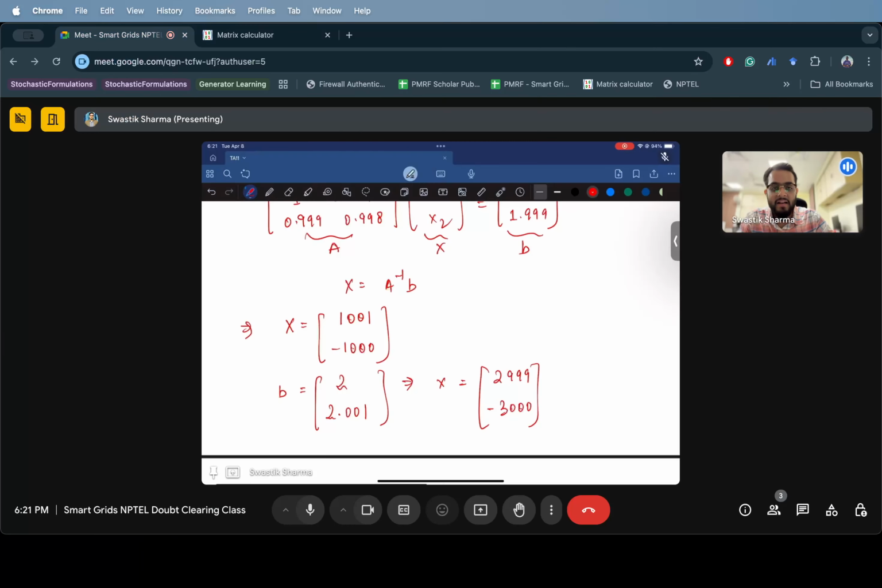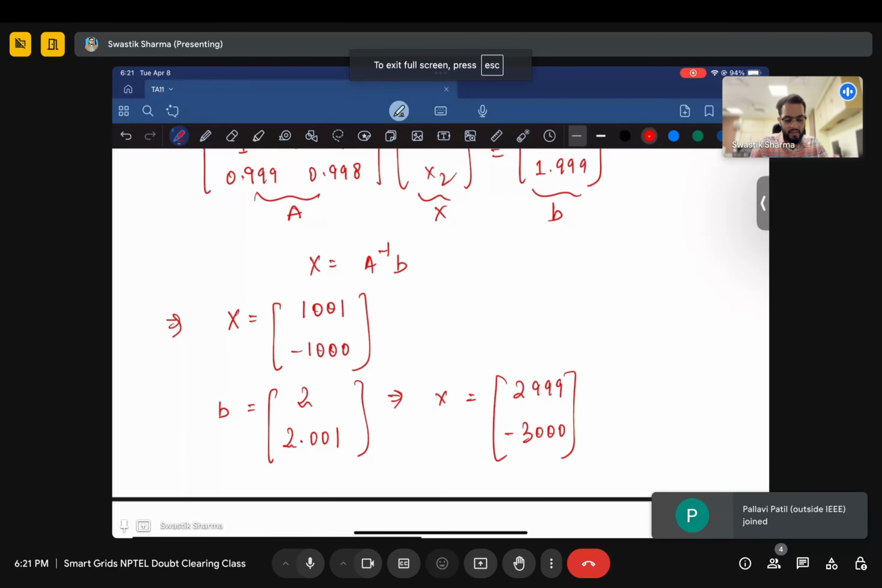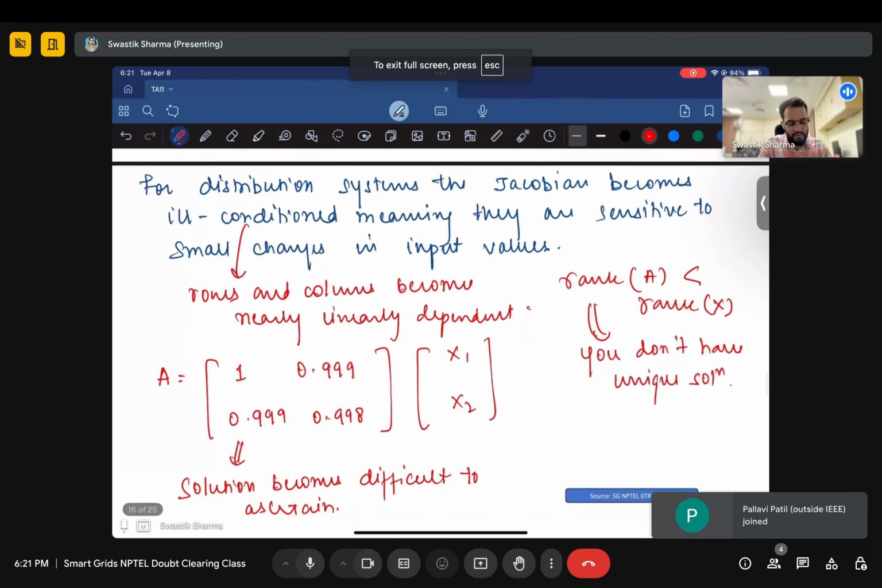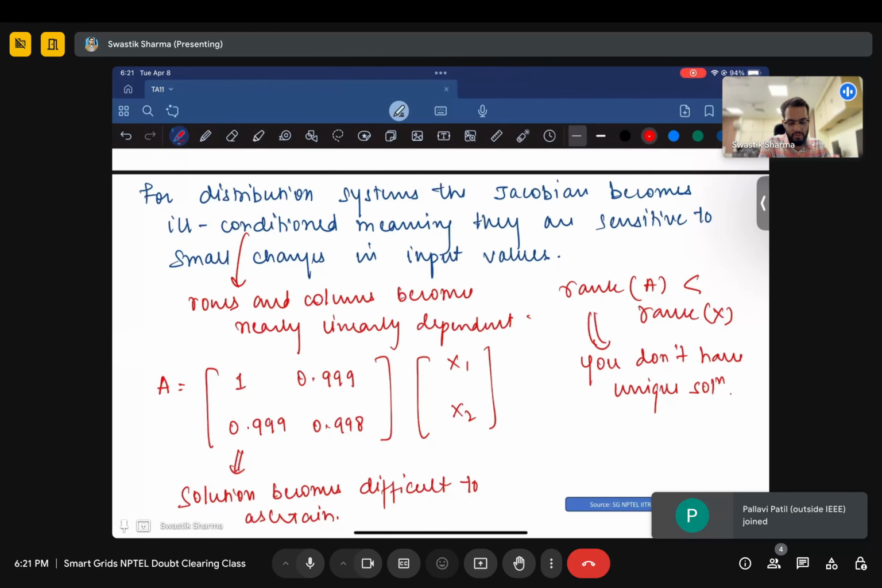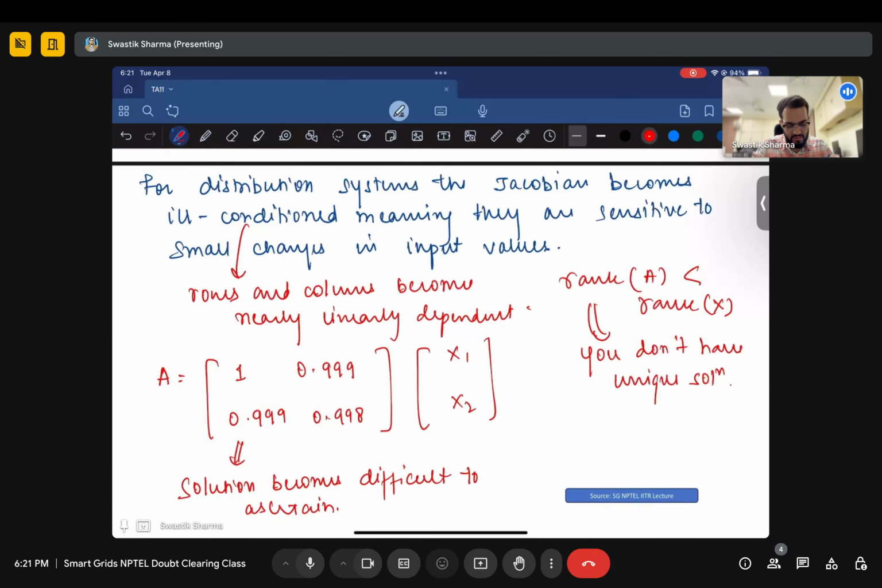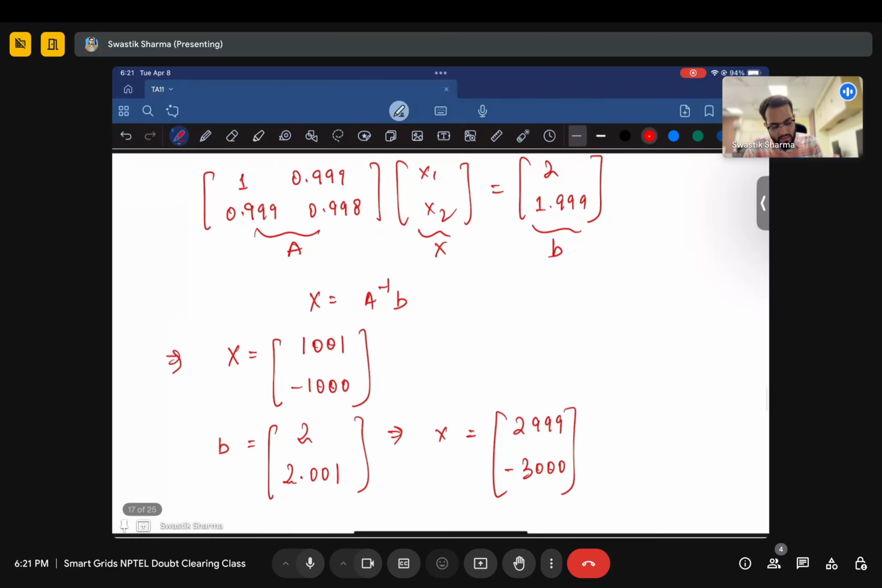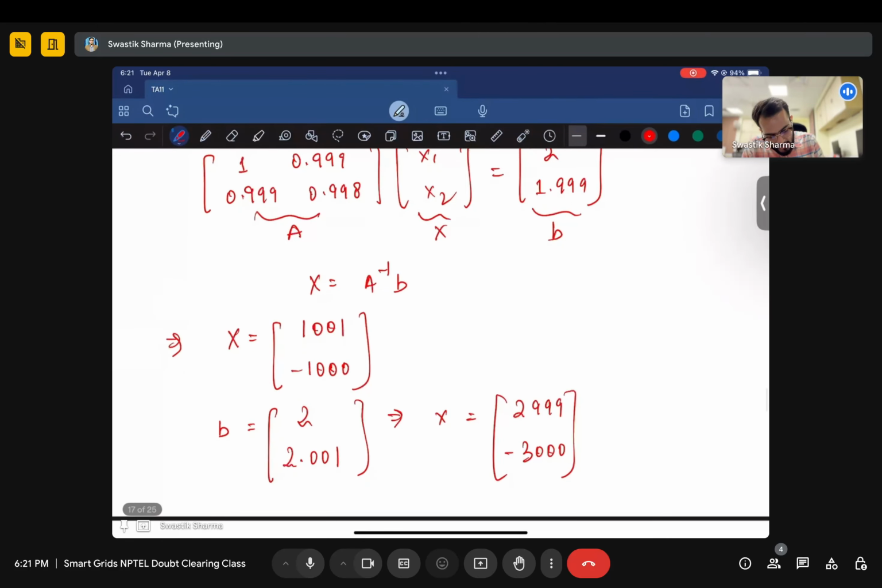So you see, when I said the matrix is ill conditioned, right? Since the matrix is ill conditioned for the distribution system, this Jacobian becomes ill conditioned. What happens is a small change in the input values produces a very large change in the output value. As you can see, the input value changed was only 0.002. I just changed B2 by 0.002, right? But the x variables that I found were very different. The difference was very huge.